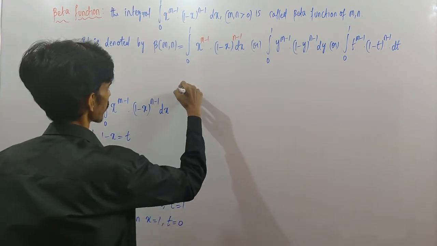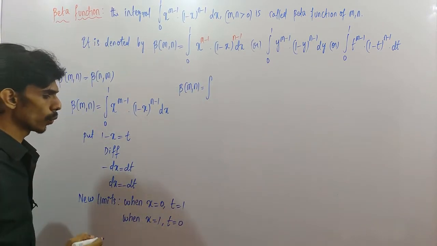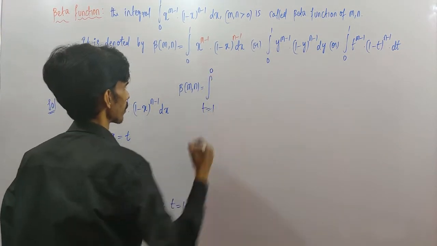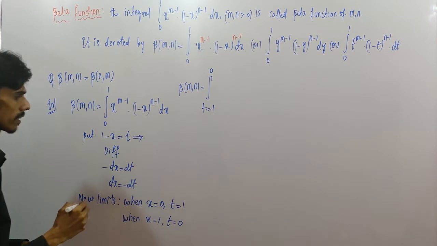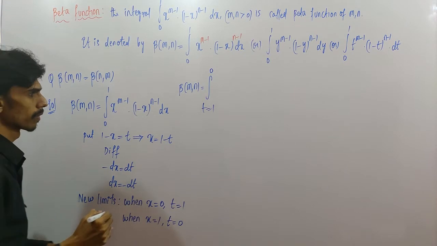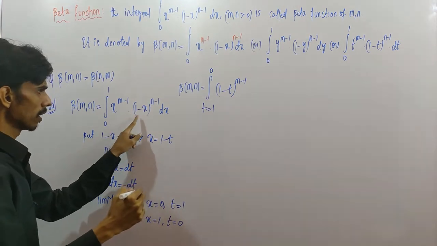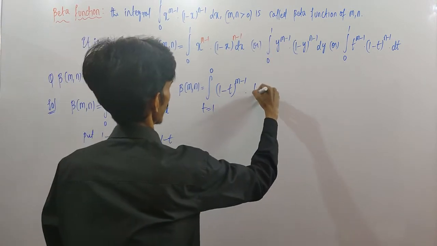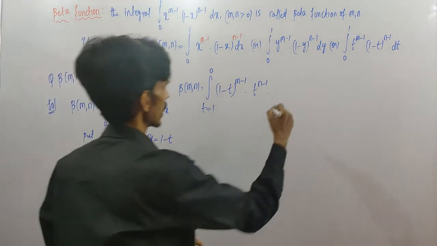Now this beta m comma n is equals to integral for this new variable t equal to 1 to 0. Here I have x. So from this get the value of x. We have x is equals to 1 minus t. So 1 minus t power of m minus 1. Next we have 1 minus x. 1 minus x value is t. t power of n minus 1 into dx. dx value is minus dt.